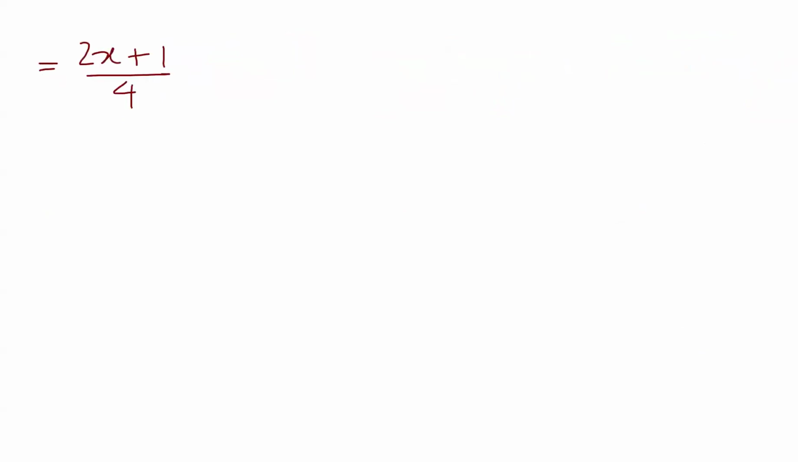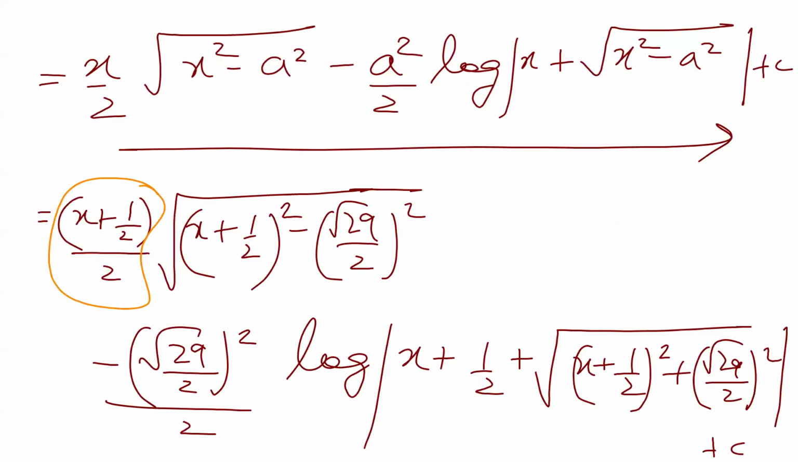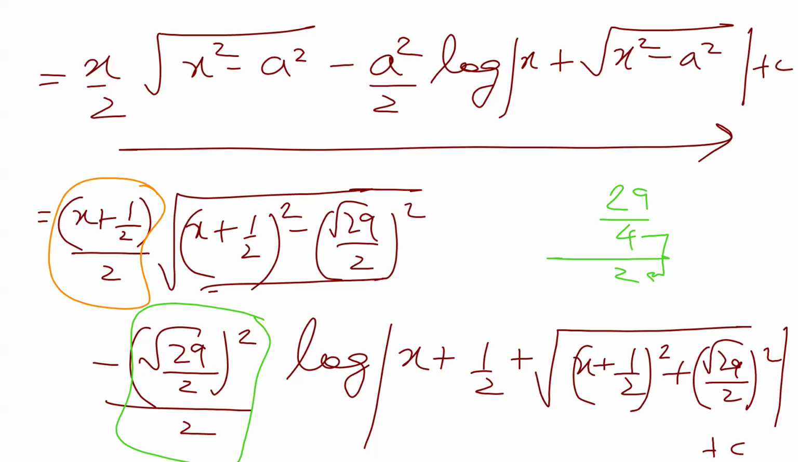Okay. Then this term. So this is 29 by 4 divided by 2. Root 29 by 2 the whole square is 29 by 4 divided by 2. 4 2s are 8, so this will be 29 by 8. Now this term within the root is occurring twice, this and this. So I'm going to simplify this.